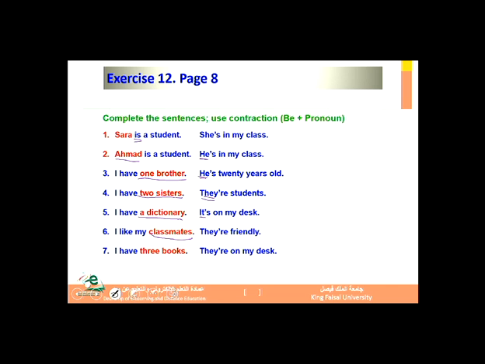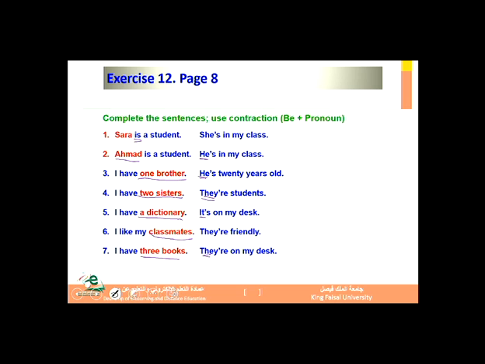I have 3 books. Replace the 3 books by a pronoun, they. Follow it by verb to be. They are on my desk. Now, what if we have contraction? They're on my desk, and so on and so forth.